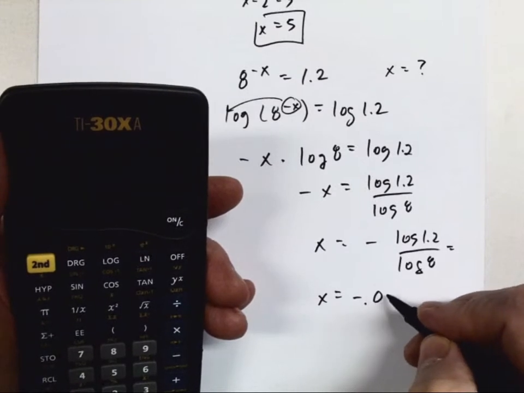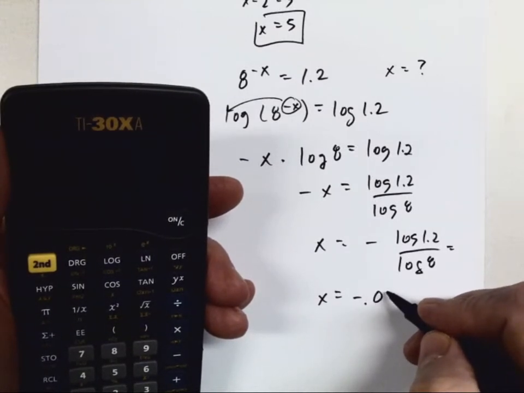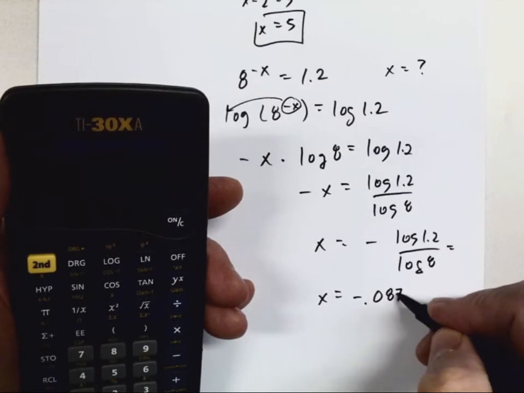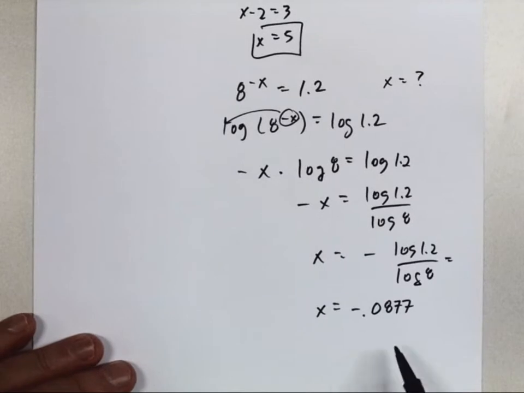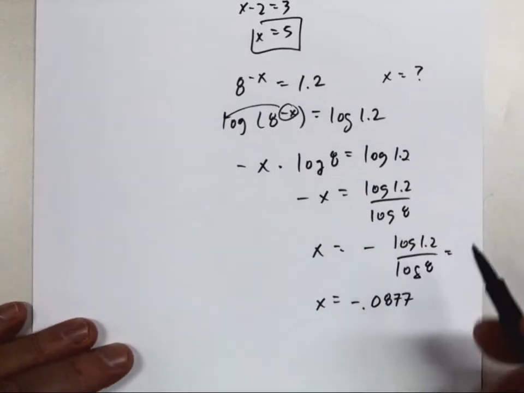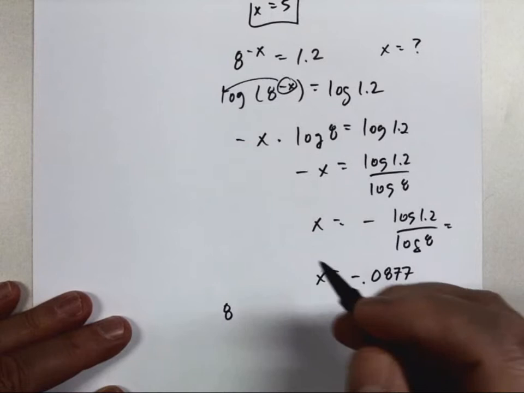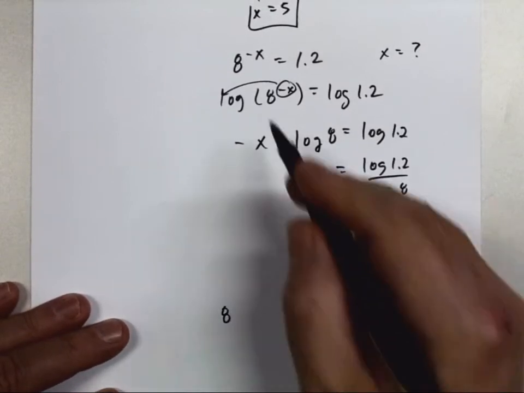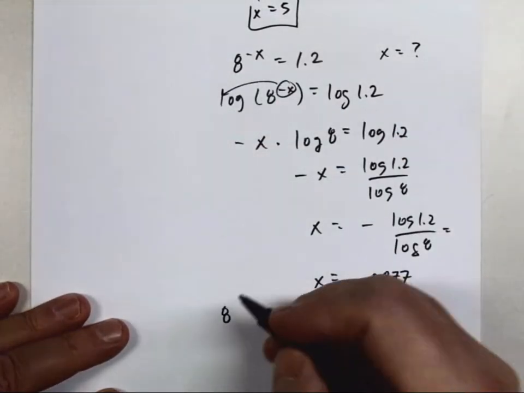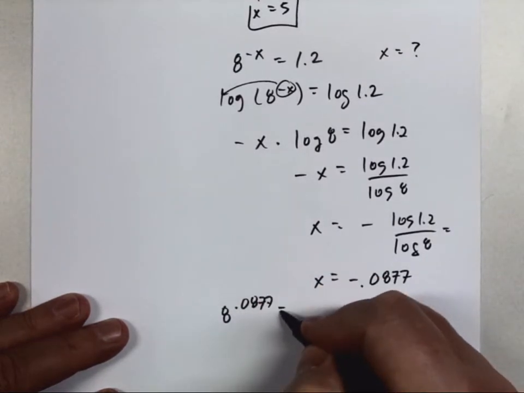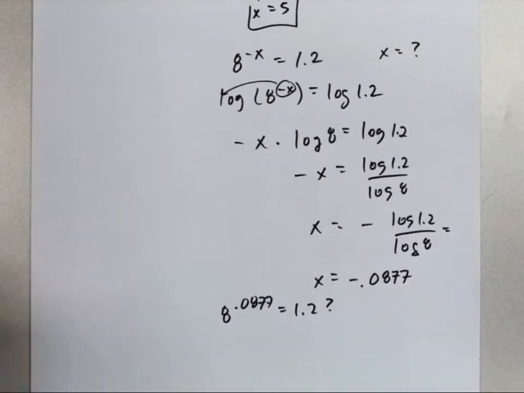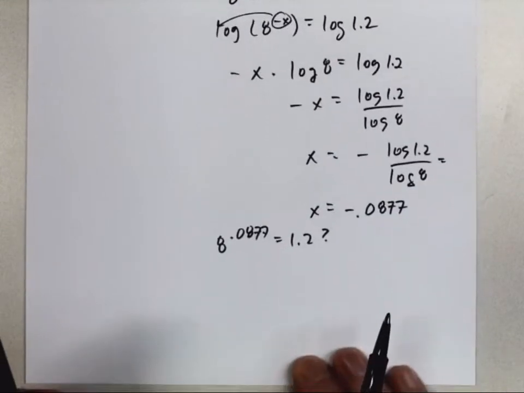Maybe I'll go to 3 or 4 digits just for fun. 0.0877. And just to see if this works, I'll plug this in up here. So if x is negative this, 8 to the negative x means 8 to the 0.0877. If I did this problem correctly, this is what I'm saying. I can actually calculate this using my calculator.